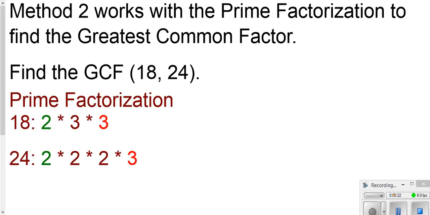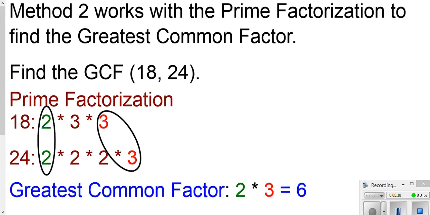Now, what I want to do, since I'm looking for the greatest common factor, is find the factors in my prime factorization that are the same, in common. So I have a 2 that shows up in both lists. I also have a 3 that shows up in both lists. So my greatest common factor then would be the green 2 and the red 3. When I multiply those together, I get 6.